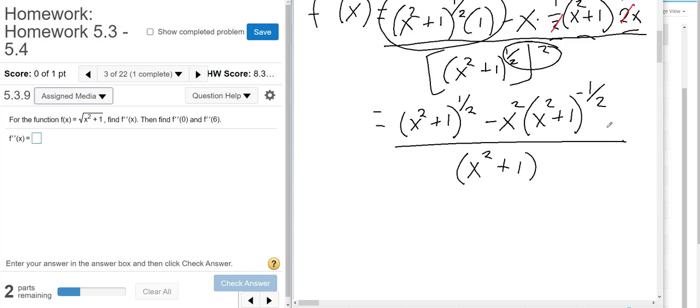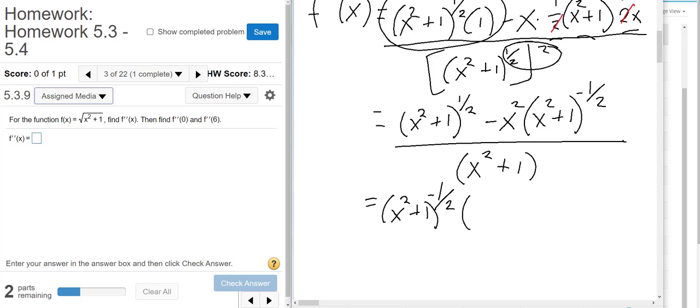Now, you've got to be really careful here. You can't just move this to the denominator now because of this subtraction. So what I need to do instead is factor out what they have in common. You'll notice they both have an x squared plus 1. And I can either factor out the 1/2 or the negative 1/2. It's easier if you just factor out the negative 1/2.